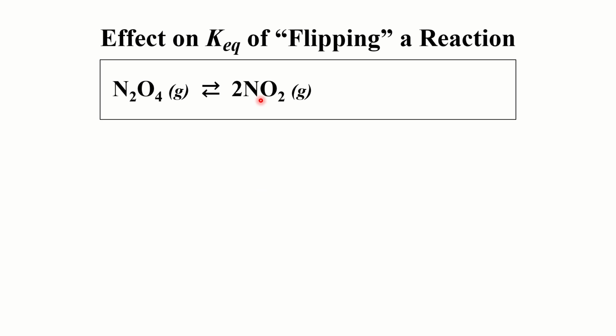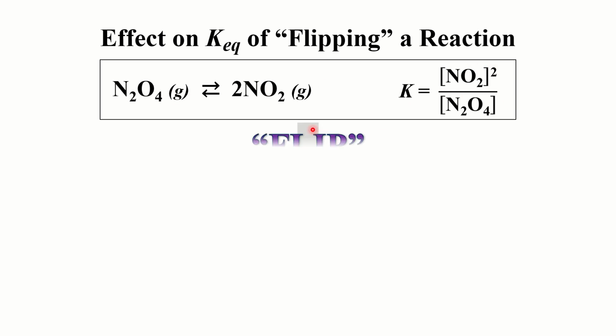Let's first look at the effect on KEQ of flipping a reaction. So if I have the reaction N2O4 forms 2NO2, my K value, and I'm just going to generally use a K value here, but I could also call these KC since I am using brackets, which implies concentration. So K equals NO2 squared divided by N2O4.